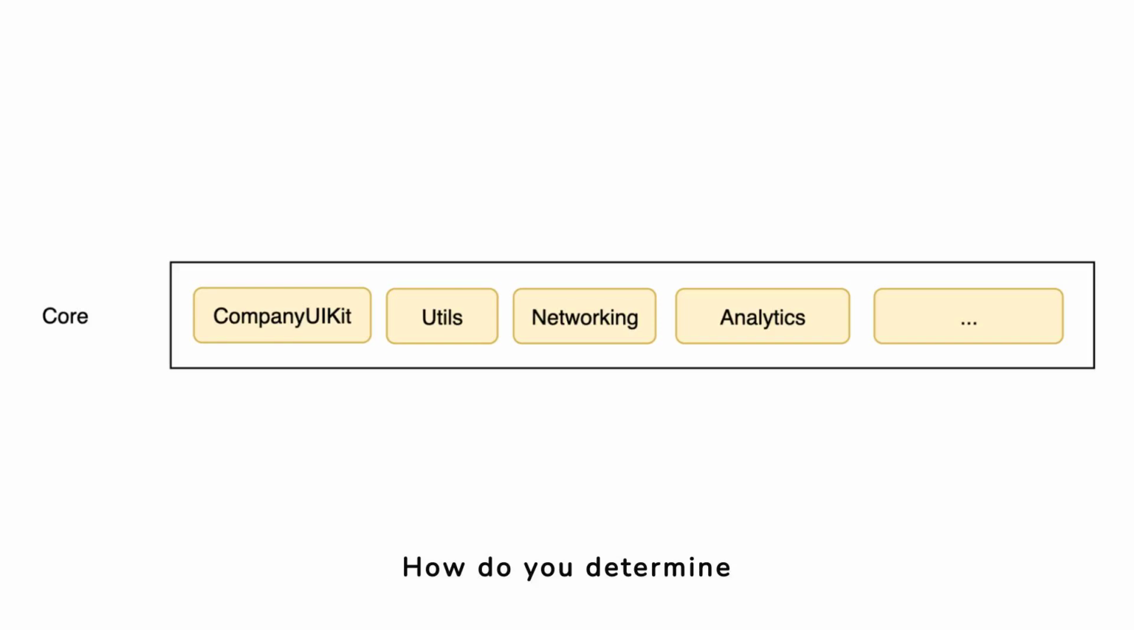How do you determine which code should be moved to the core layer? Look for functionality that is shared and required by multiple feature modules in your application. This may include UI components, networking, authentication, analytics, logging, utility functions, and so on.